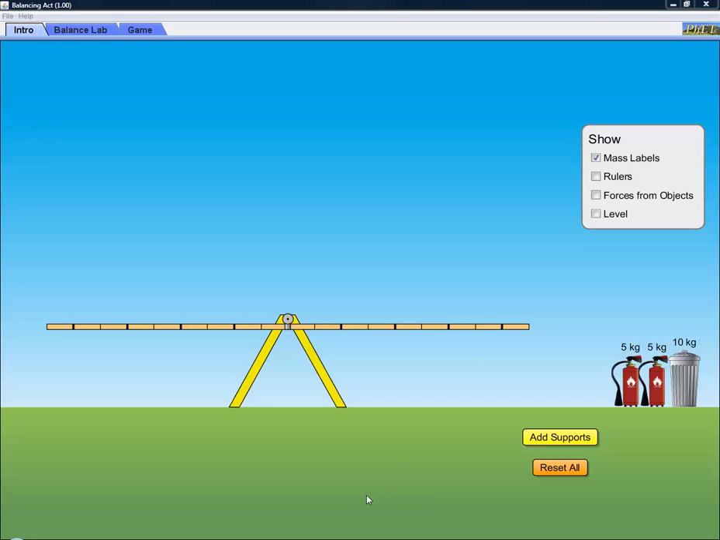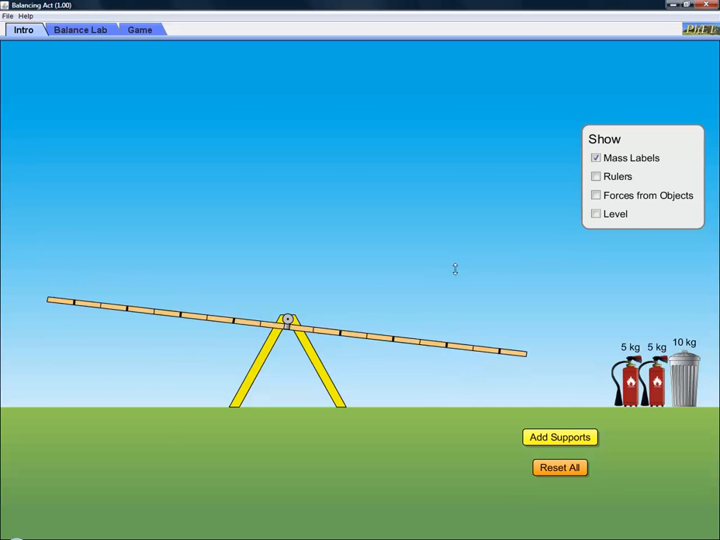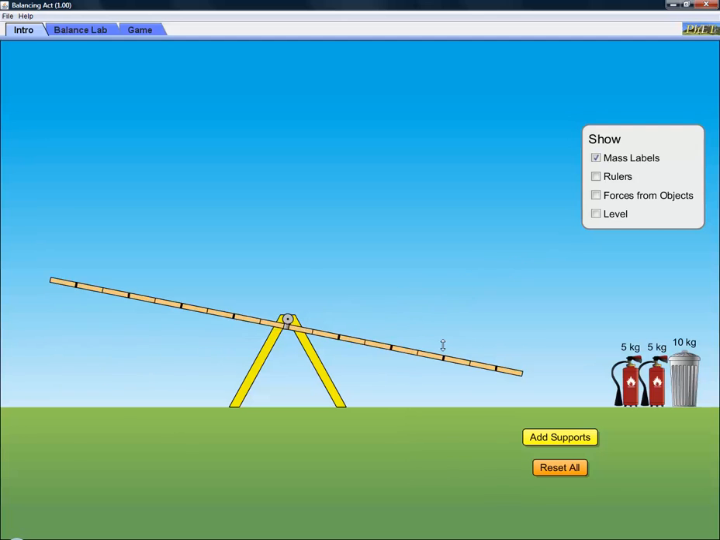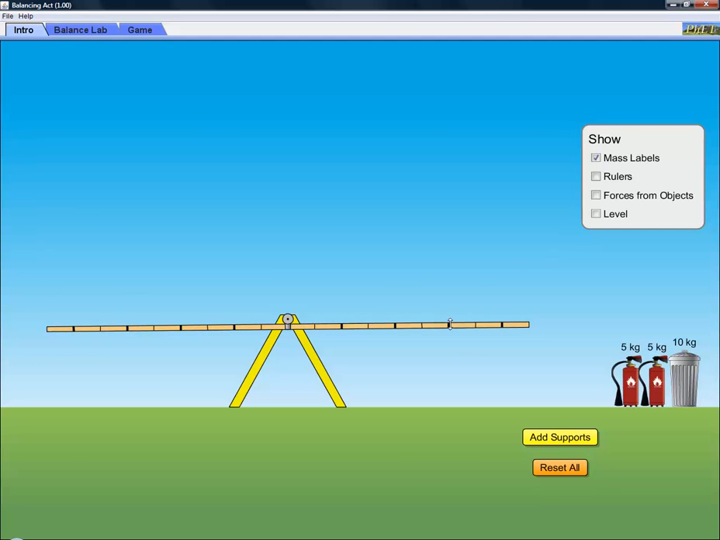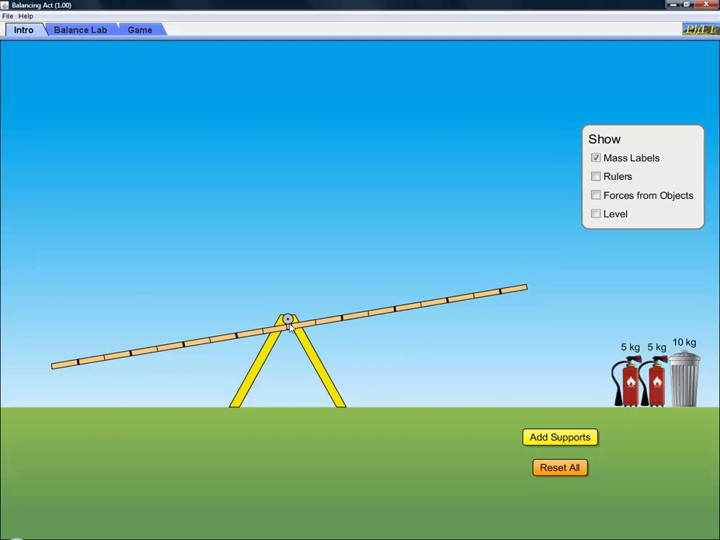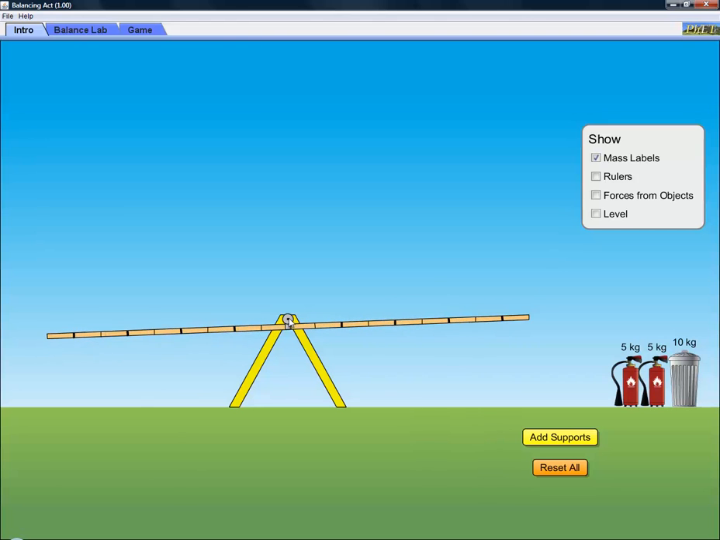Okay, moments. Moments are turning forces. That's all they are. They're forces around a pivot. A pivot is something that something else can turn around. That's all. So in this case, it's a seesaw. Look. The whole seesaw, the whole plank is pivoting around the pivot.